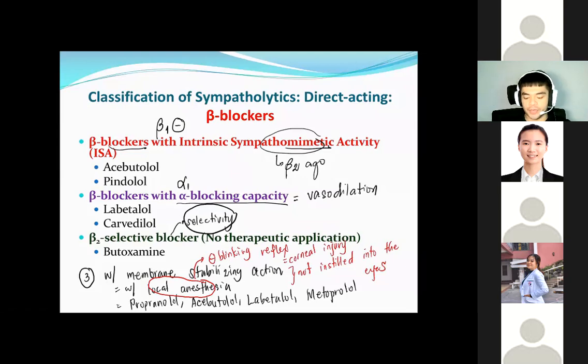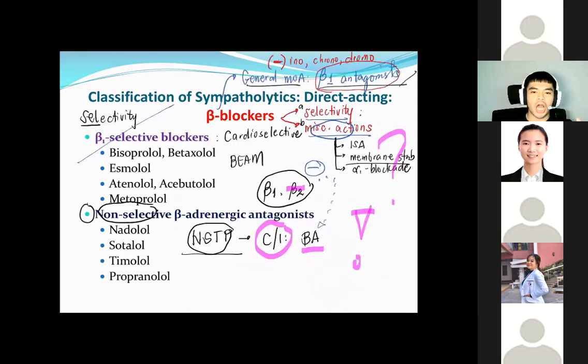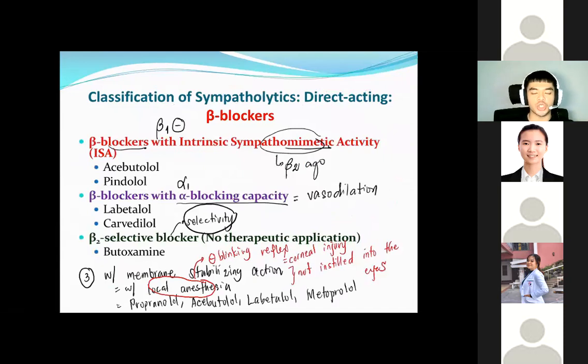Okay, everyone. These are the classifications of beta blockers. Let's recall them. Balikan natin sila. Una, ang general MOA, they block what receptor? Beta 1, common sa lahat. And then, meron tayong dalawang ways to classify beta blockers: selectivity and miscellaneous. Pag selectivity, may beta 1, merong non-selective at may beta 2. Pag miscellaneous, merong ISA, may membrane stabilizing, may alpha 1 blocker.